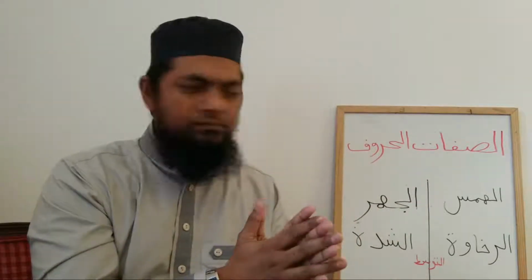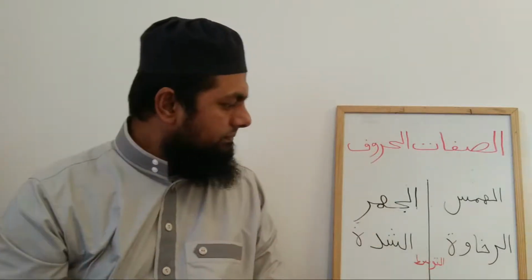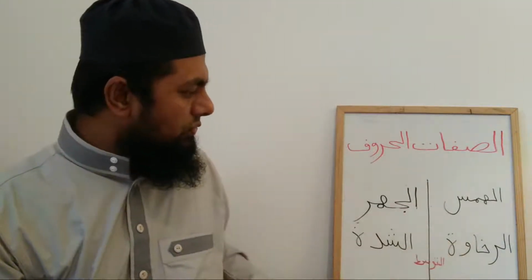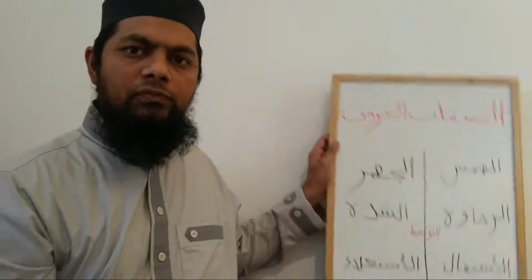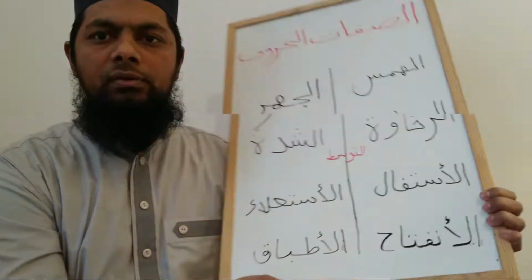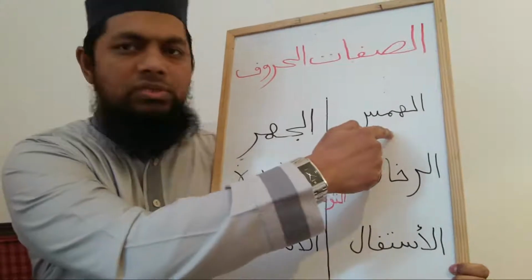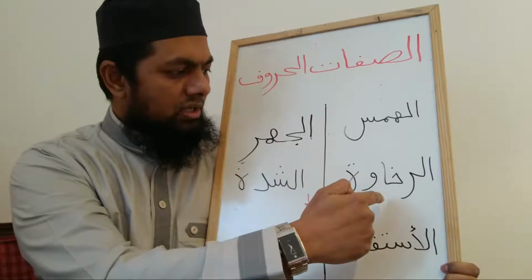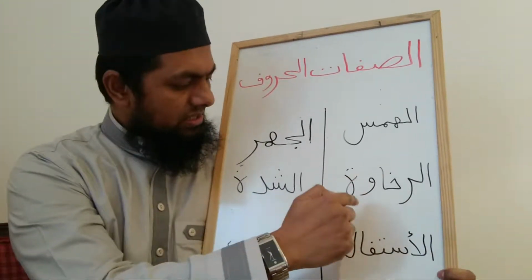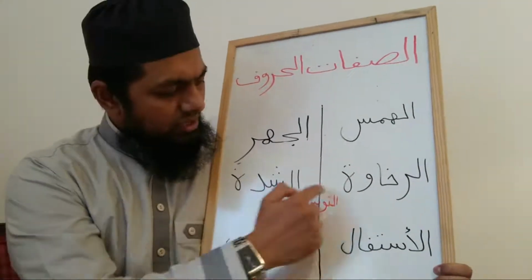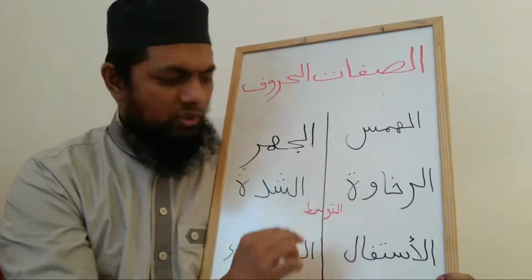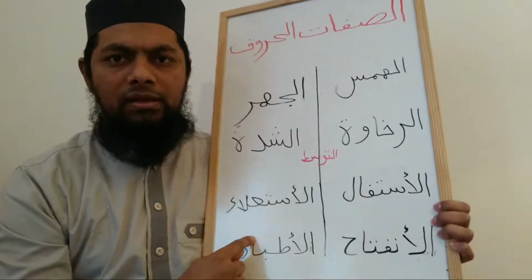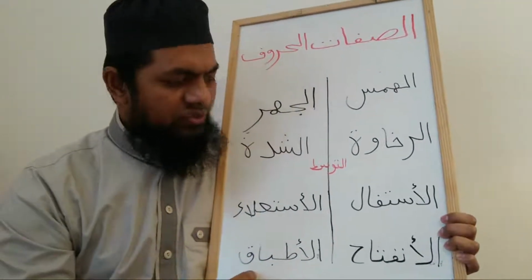So for the sifat, if you can see there, I just put them down in two rows. I don't know whether you can see all of them here. I wrote here first al-hams, and then its opposite is al-jahr. Then we have al-rikhawa or al-rakhawa, some say, and al-shidda. In the middle I wrote al-tawassut. I'll come to why I wrote this. And al-istifal, al-isti'la. And then al-infitah, al-itbaq.